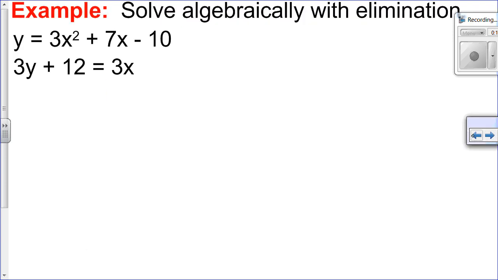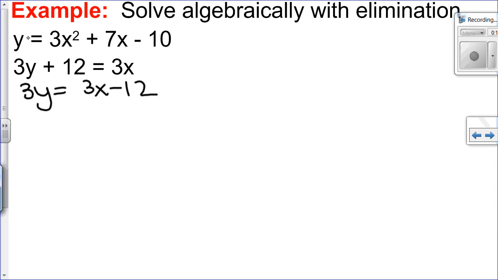Okay, let's also do this question together. So again, I have a quadratic linear system. Process still the same. So I want to solve this algebraically with elimination. So it's all about the y value. So let's get y by itself over here, just by subtracting 12 from both sides.